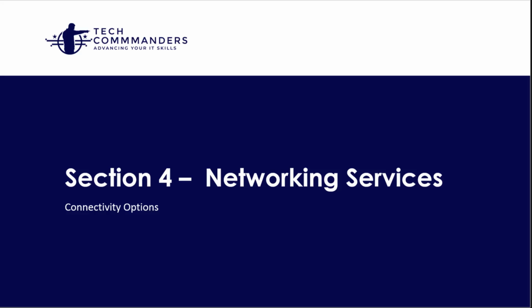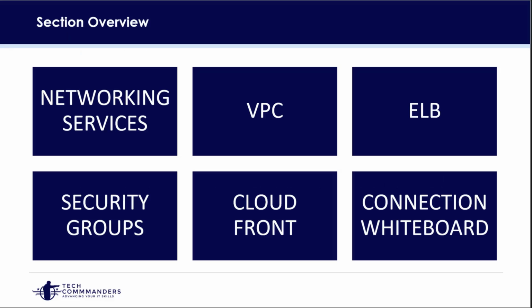Section 4, Networking Services. In this section, we want to talk about connectivity options and understand some of the basic networking services available with AWS. We'll go ahead and discuss what a virtual private cloud is, how the elastic load balancer works, and also understand what a security group is and why they're so important.